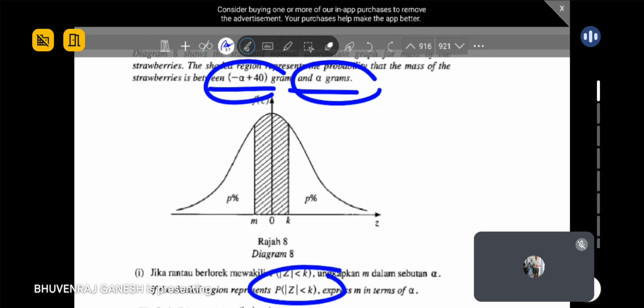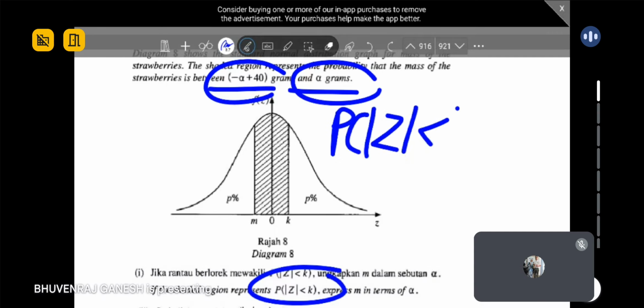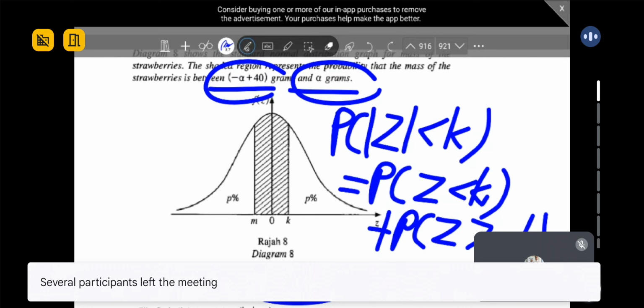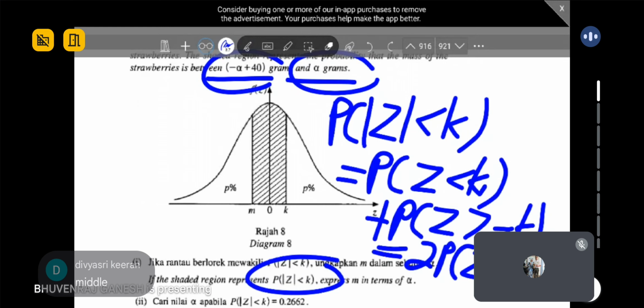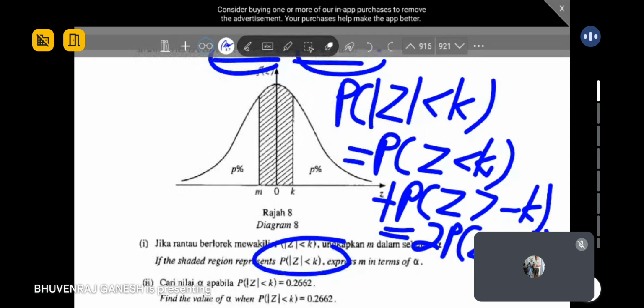So how do we do this? Okay, so modulus means positive, negative. Am I right? Modulus means you can split. So probability modulus z less than k equals probability z less than k plus probability z greater than negative k. Okay, it can be both sides. Boleh jadi dua arah. So when you combine everything, you get 2 times probability z less than k. Am I right? Ini adalah jawapan dia. Okay? So from here, you can try to express it. Kamu boleh mula ungkapkan.